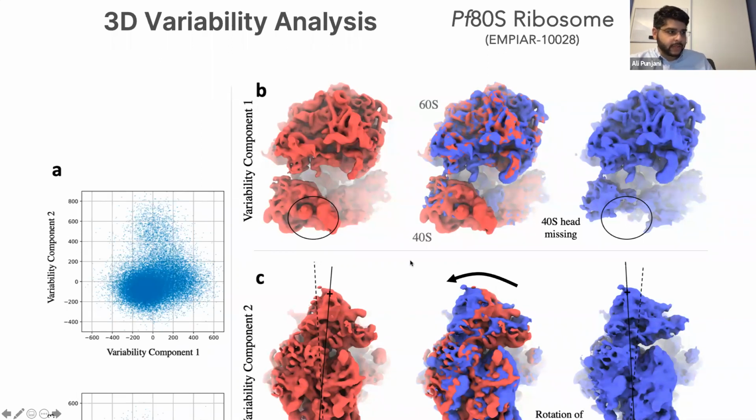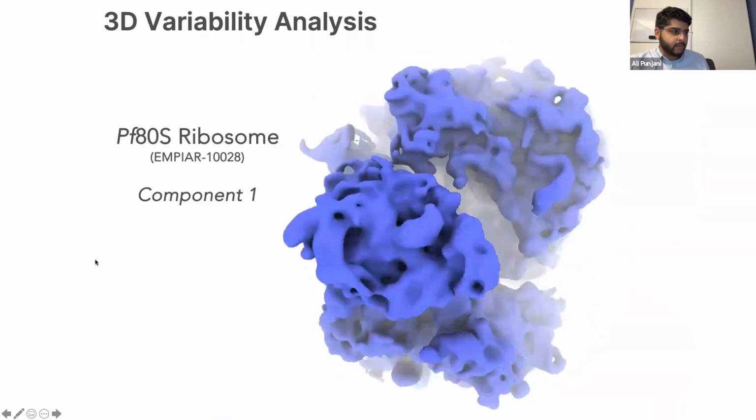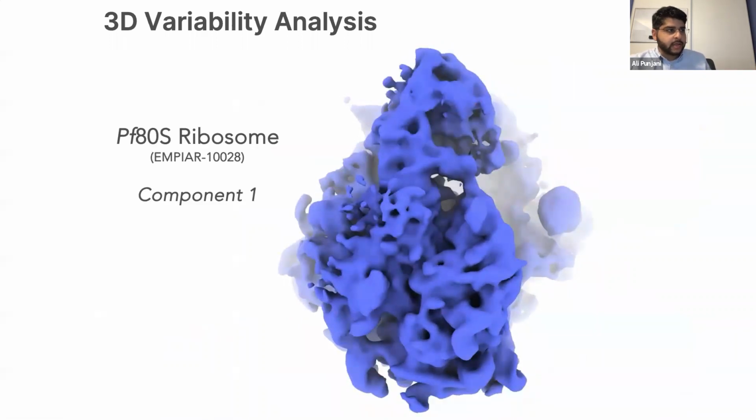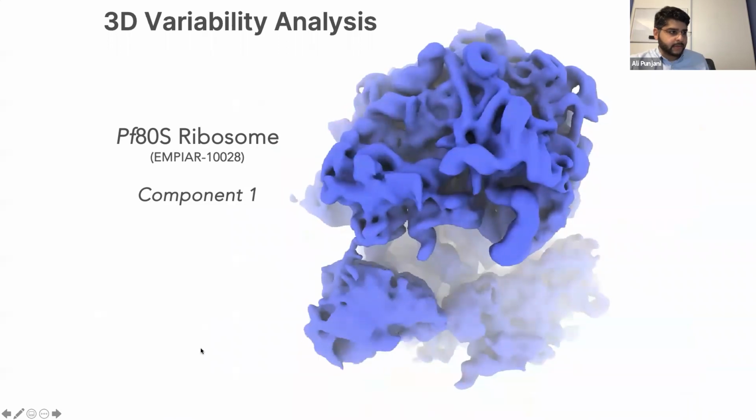What I'm actually going to show you next, after we've looked at this figure, is what the variability components actually look like in terms of motion. And the easiest way to resolve that is in video form. So this is the first variability component. And what we're seeing in this video is a change in the electron density of the basic ribosome structure where part of the head region is appearing and disappearing. Just play that again.